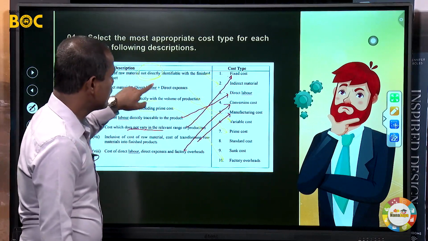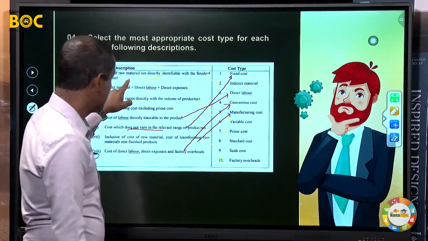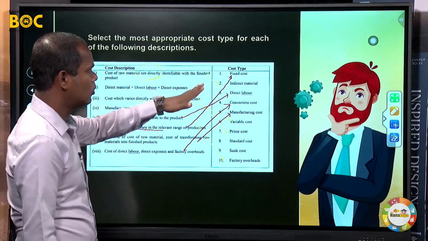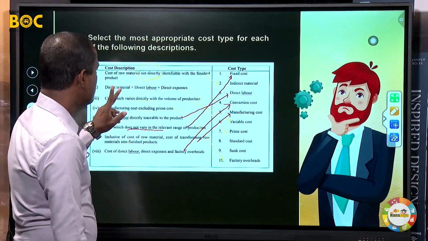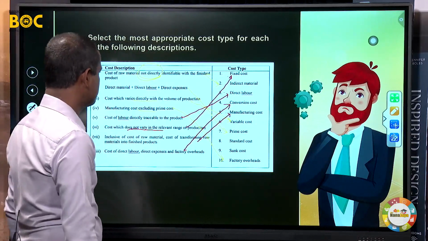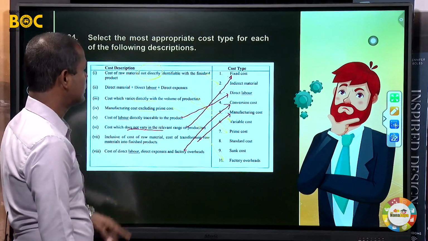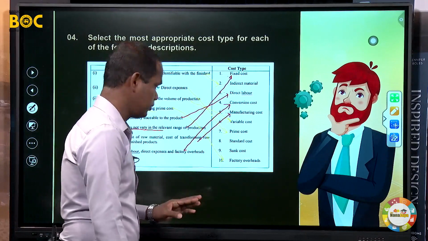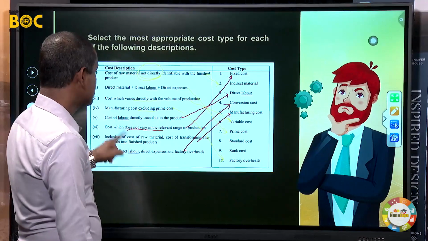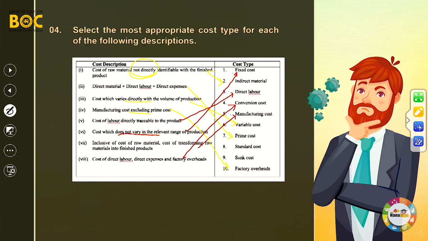Again, raw material directly identifiable we call direct material; not directly identifiable we call indirect material. Direct labor, direct material, direct expense we call prime cost. Varies directly with the volume we call variable cost. Excluding prime cost, manufacturing cost items we call factory overheads. Cost which does not vary with the relevant range of production we call fixed cost. Inclusive of raw materials and cost of transforming raw materials into finished goods we call manufacturing cost. Direct labor, direct expense, factory overheads we call conversion cost.